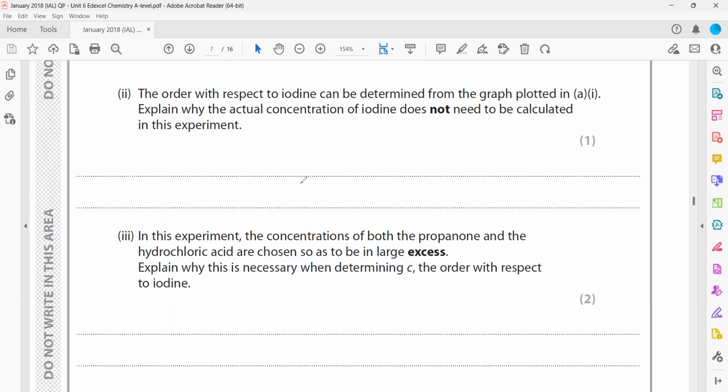So the simple answer here is that iodine concentration is proportional to the volume of thiosulfate. Higher iodine concentration, greater volume of thiosulfate is needed.